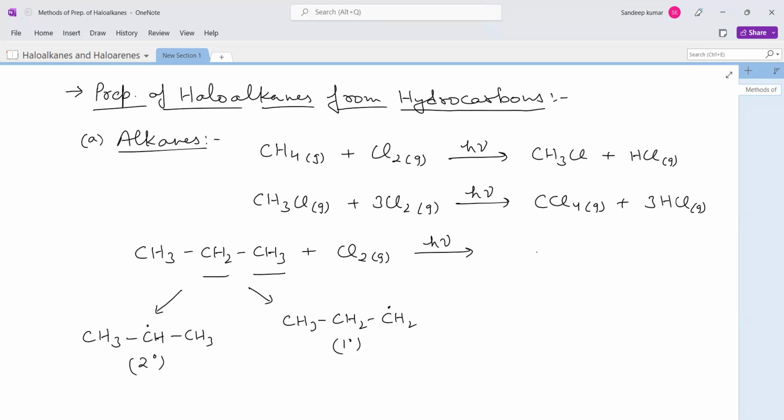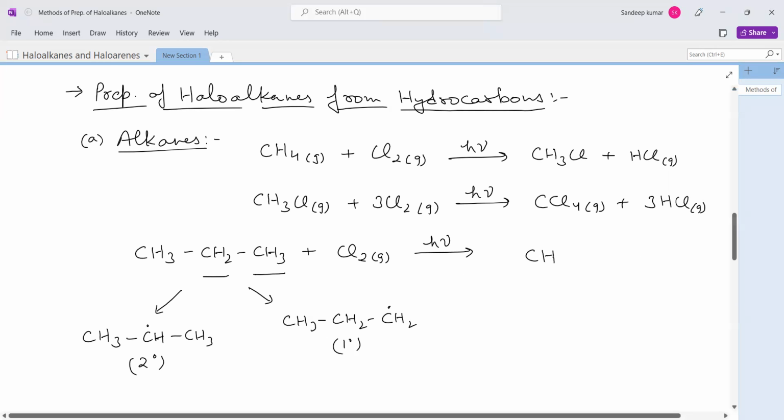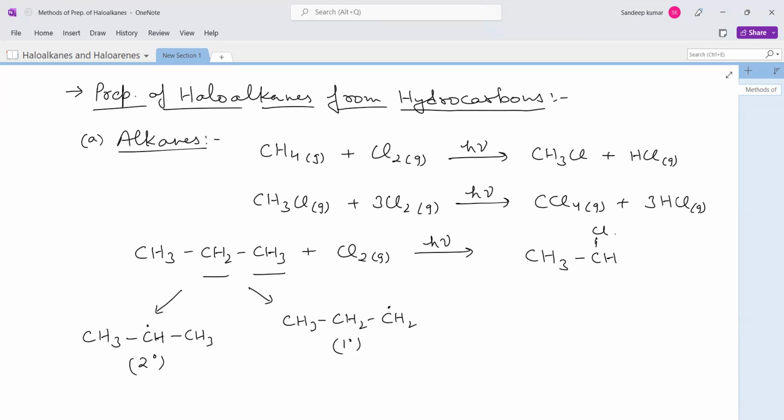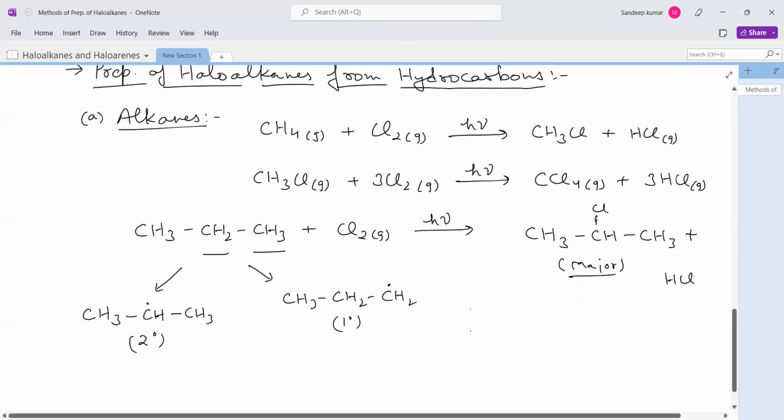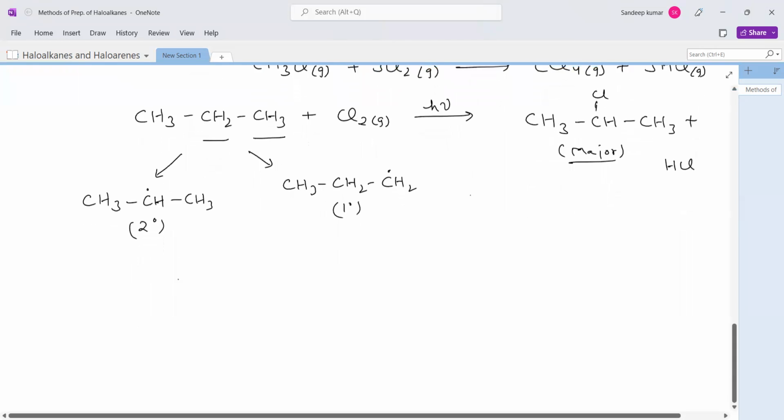So that's why the major product formed when we have the monochlorination of propane is the one where chlorine attaches at the central carbon atom. This will be our major product, which is supposed to be formed in the reaction. Fine. So this is a method of preparation of haloalkane from alkanes. Next, from alkenes.